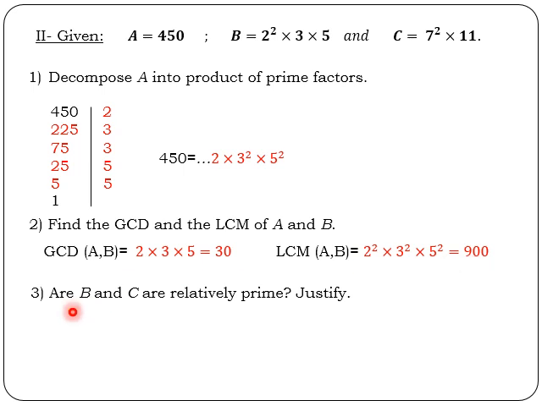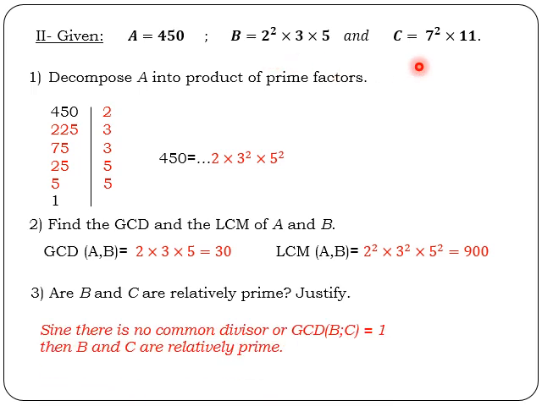Part 3. A, B, and C are relatively prime? What about their GCD? Do they have a common factor? B is 2 squared times 3 times 5 and C equals 7 squared times 11. There is no common factor between B and C. There's no common divisor, or I can say that the GCD of B and C is 1. So yes, they are relatively prime numbers.